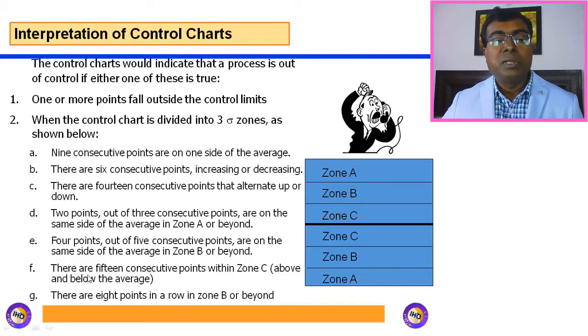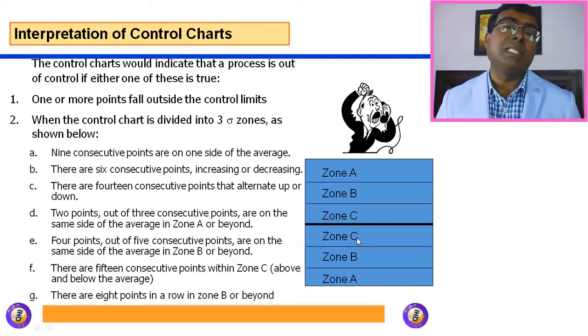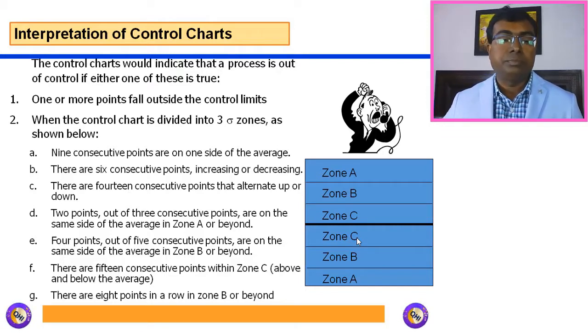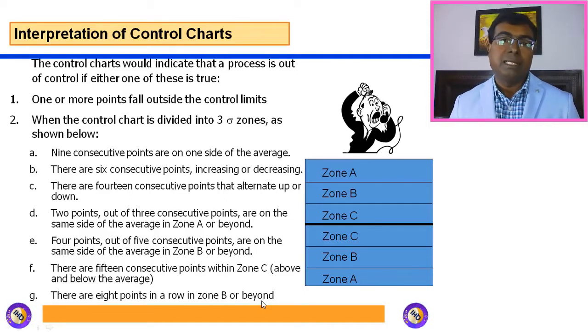And the next scenario is 15 consecutive points within zone C, above and below the average. That means on this side, you have 15 points falling in zone C. That is also not a good indication. That means something is wrong. Investigate, find out the reason and take action. And the last scenario is 8 points in a row in zone B or beyond. That means here in zone B or beyond, crossing into zone A also. If that happens, the process is indicating it has gone out of control. Initiate action, bring back to center.